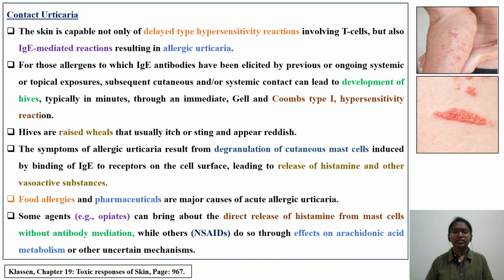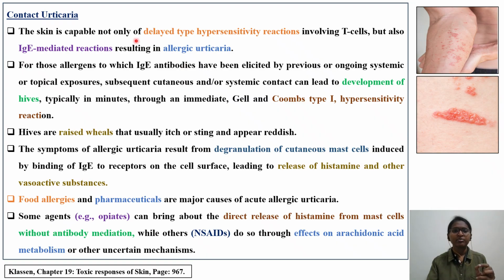Then this is the important paragraph which has been discussed under Klaassen. As I told you, under the chapter Toxic Responses of the Skin, page number 967. The next two to three slides will only discuss this particular paragraph mentioned in the textbook, so that we will not miss any question or answer if it comes in our exam.